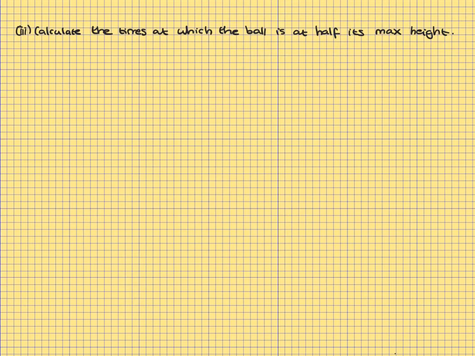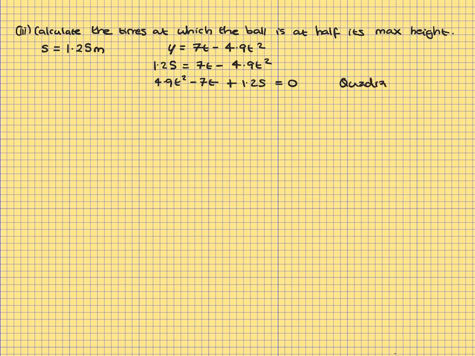Part 3, calculate the times at which the ball is at half its maximum height. So half of the maximum height would give us a height of 1.25 metres. So remember the equation that we have for y equals 7t minus 4.9t squared. So 1.25 equals 7t minus 4.9t squared. And we can rearrange this and we see that this is a quadratic equation.